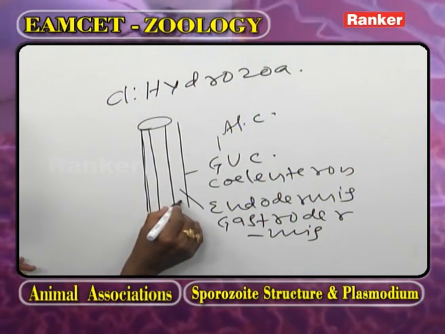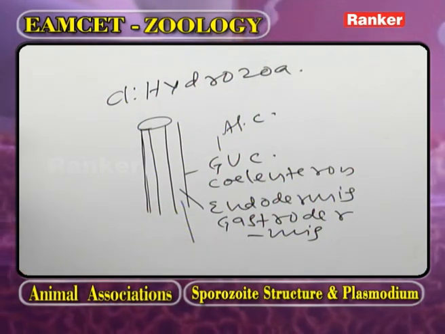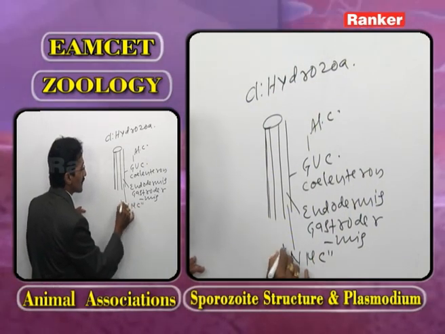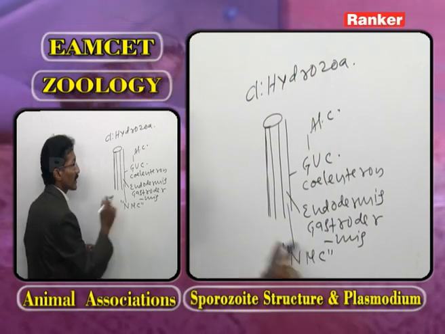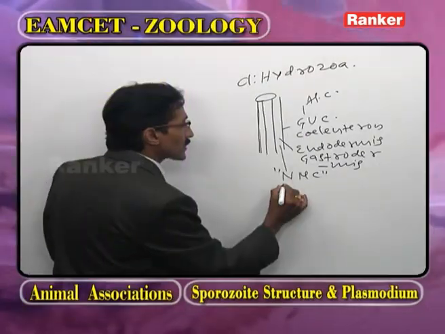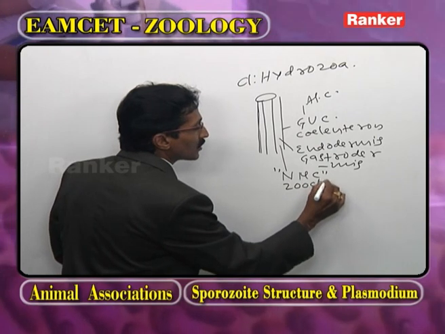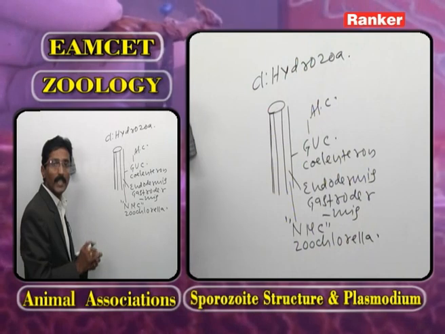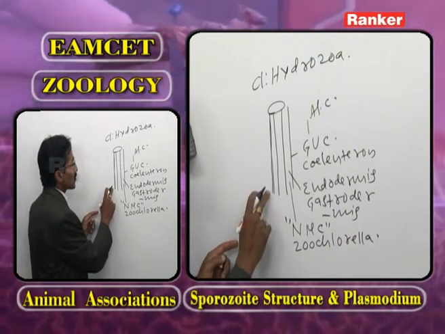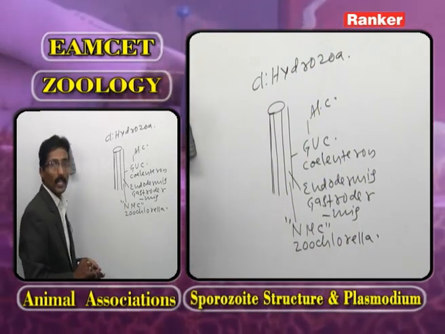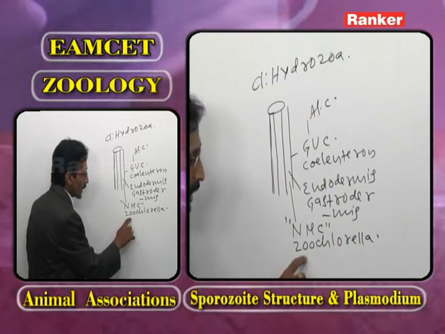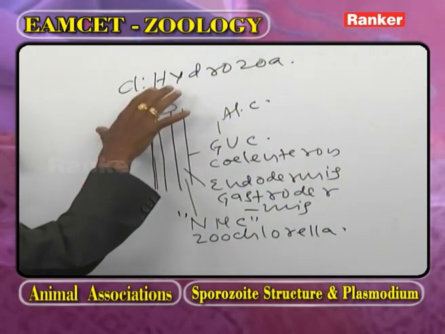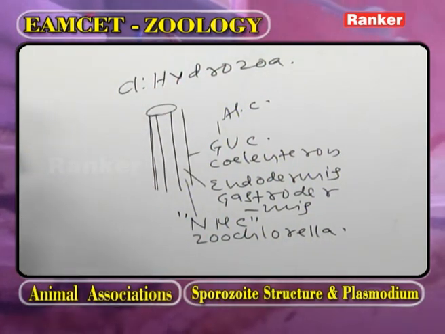Now in the endodermis, a variety of cells are present. One we call nutritive muscular cells, NMC. In the nutritive muscular cells, what is present? The Zooxanthellae. What is the Zooxanthellae? It is a green alga. Now the association between Zooxanthellae and chlorohydra: the Zooxanthellae is the plant material, and the chlorohydra is the animal material.